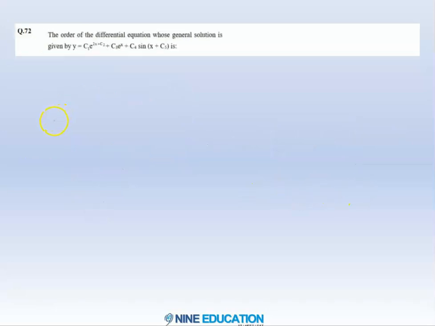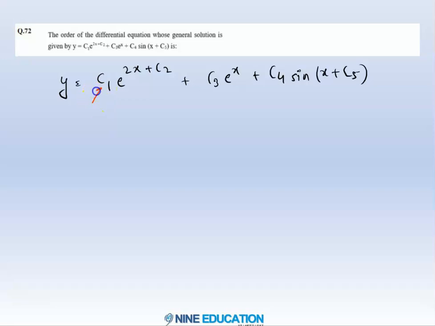Question number 72: the order of the differential equation whose general solution is given by y is equal to c1 e power 2x plus c2, plus c3 e power x, plus c4 sin x plus c5, is. I will write the given equation one more time. Now if we simply count the constants, we may feel that c1, c2, c3, c4, c5, five arbitrary constants are there, so the order will be 5.